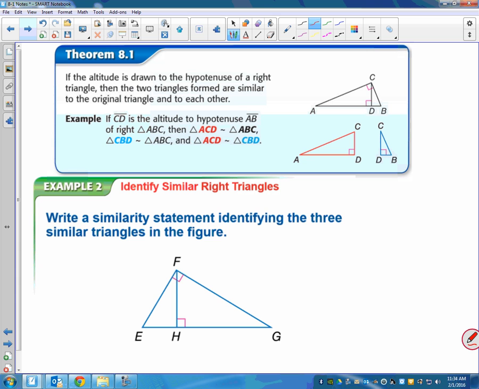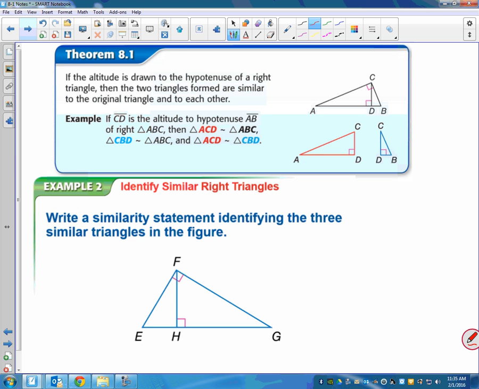I was looking at this over the weekend because I'm not a super visual person, and I would have to break this up every time. There's no way I could look at this one picture and see all that, I feel. But that's just how my brain works. But it says, so if the altitude, remember the altitude is a segment drawn in that forms a right angle with the other side, basically like the height of the triangle.